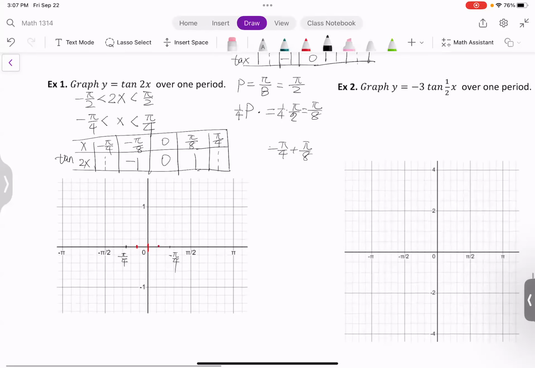Let's plot the points. Vertical asymptotes. Vertical asymptotes. And the 3 new key points, they are negative pi over 8, negative 1. The y value is negative 1, 0, and here, pi over 8, 1.